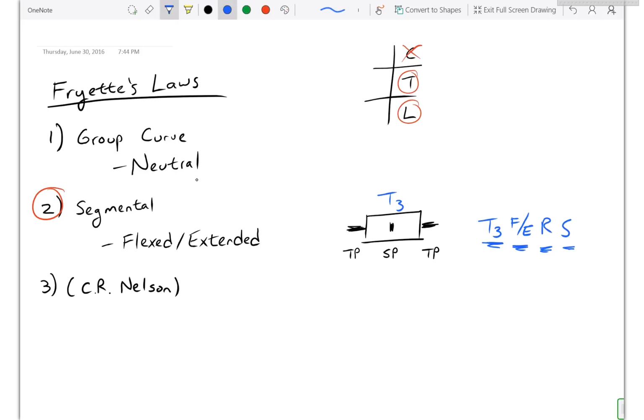And let's say here on the left-hand side, you feel that this TP right here is a little bit more posterior. It's a little bit closer to your thumb than this TP here is on the right. Okay, what that means is that this entire vertebrae is rotated towards the left. And when it's rotated towards the left, we call that the freedom. So this T3 right here, this segment, is rotated towards the left.